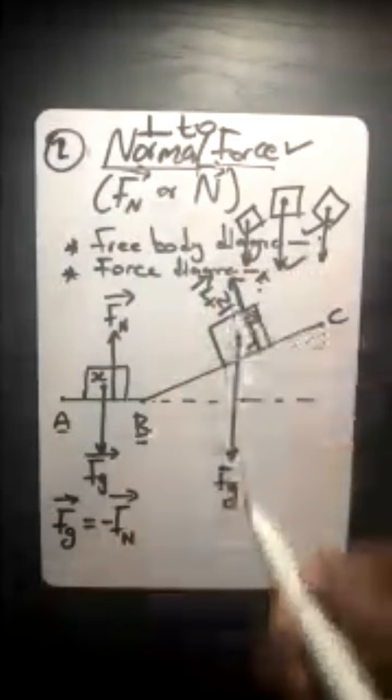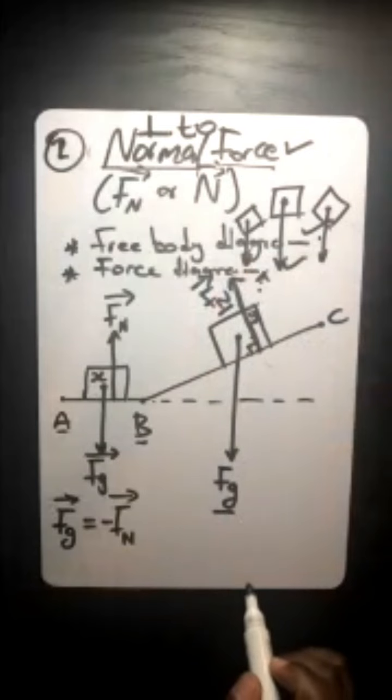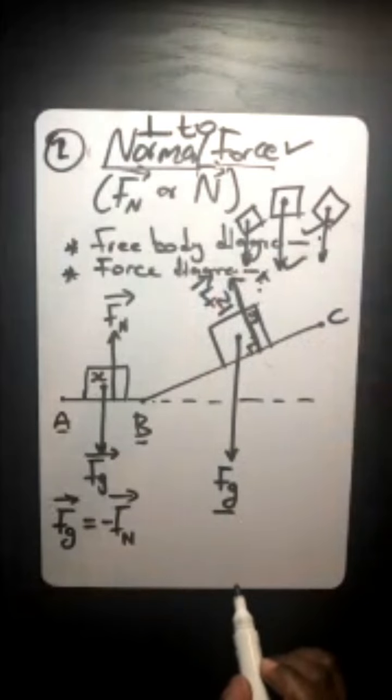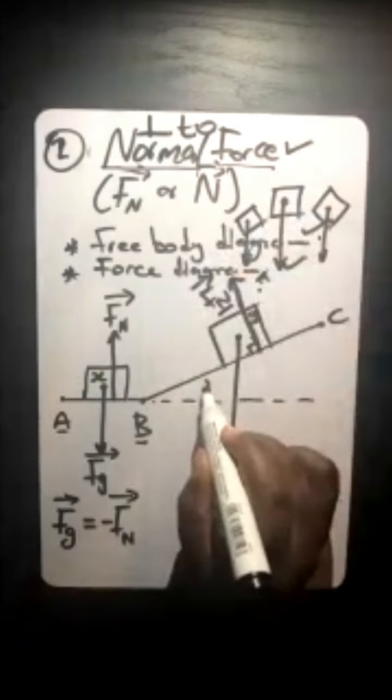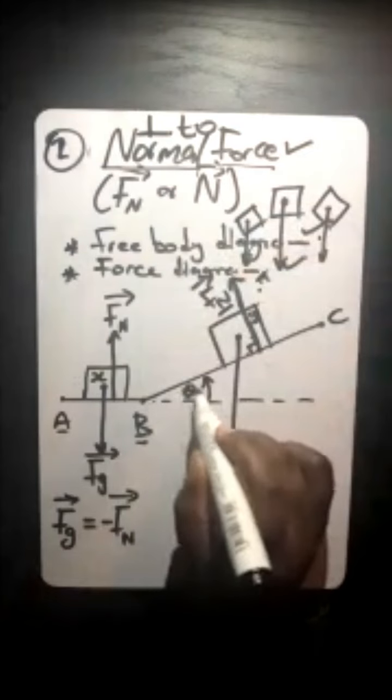So you cannot say force normal equals Fg, you cannot equate it to Fg. Why? Because they are not acting in the same direction. This one is acting vertically downwards, and this one is acting in the direction perpendicular to the surface. The reason it acts in that direction is because of the angle formed as a result of that surface being an inclined surface. So can you see, guys?